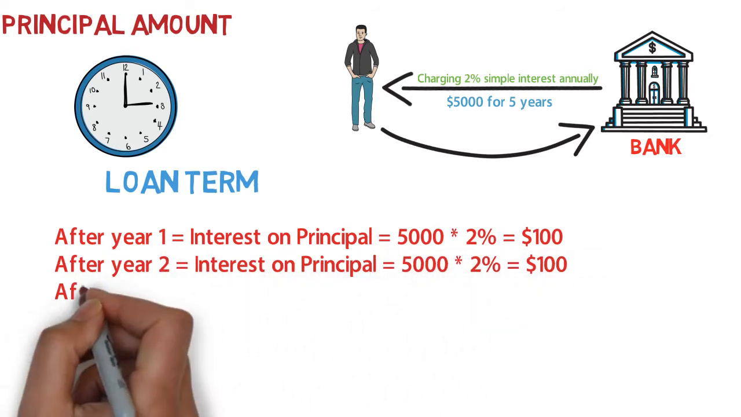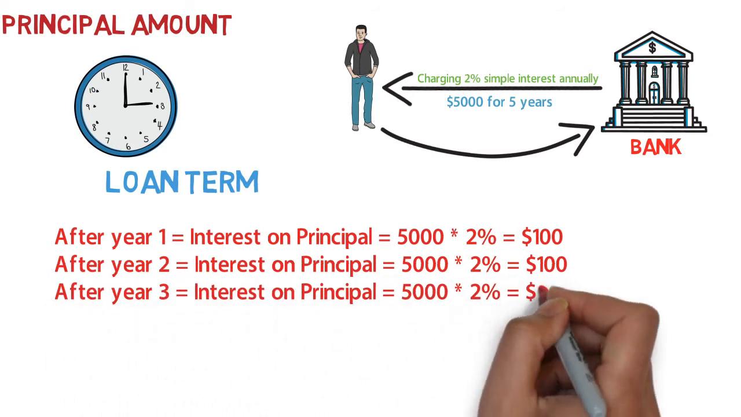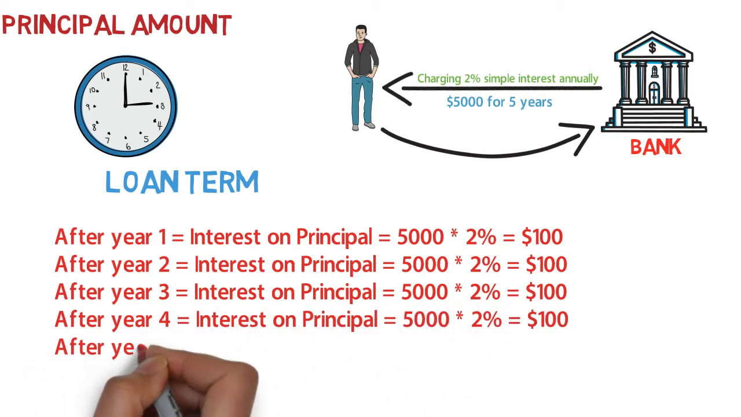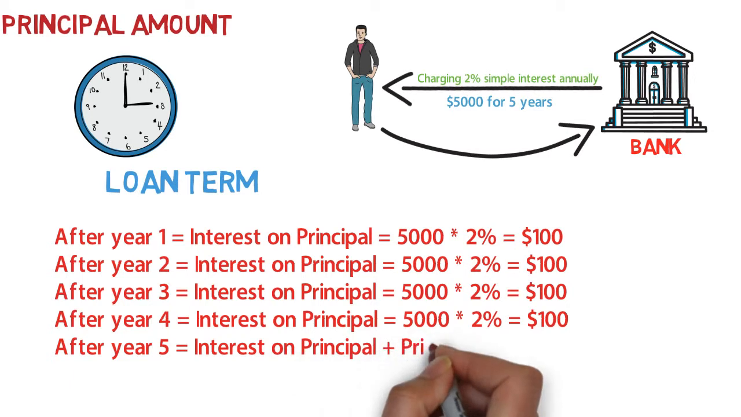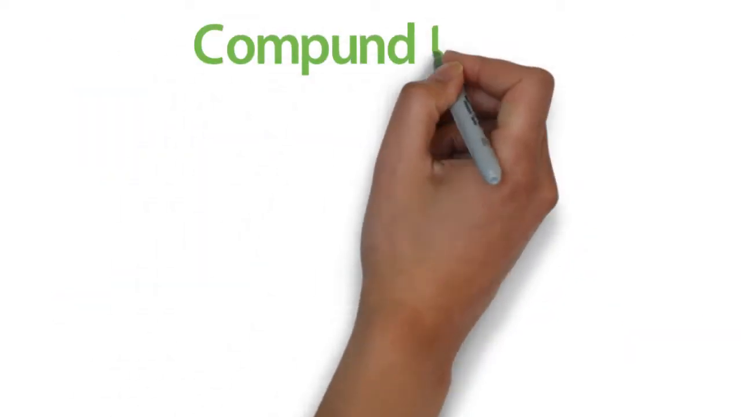Similarly, you will pay $100 of interest to the bank after the second year, and the same amount in the third year and fourth year. And in the fifth year, your interest will be $100 and the principal amount will be $5,000, and you will make your final payment equal to $5,100. Let's talk about compound interest.